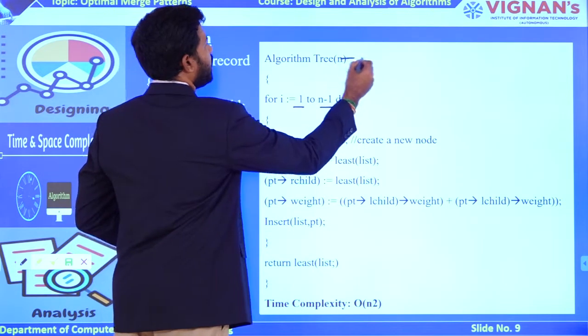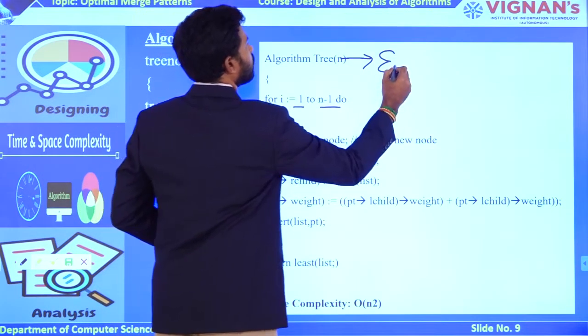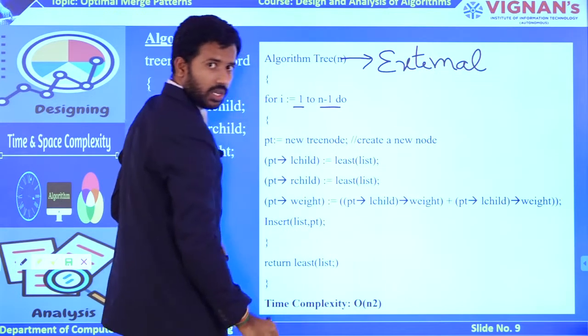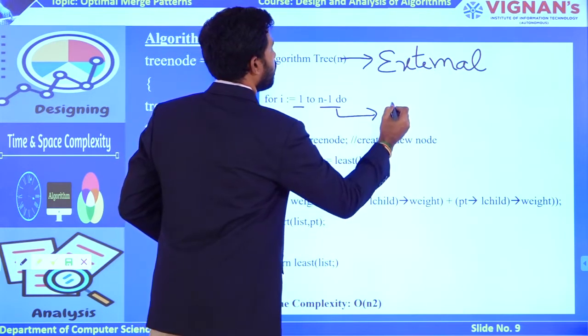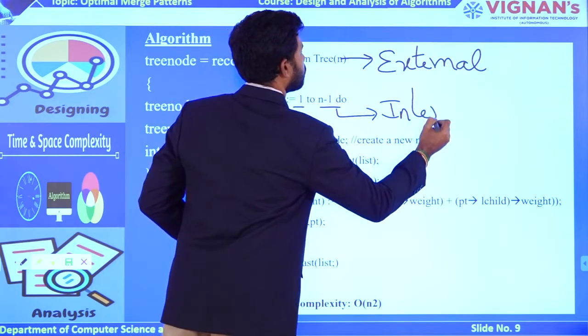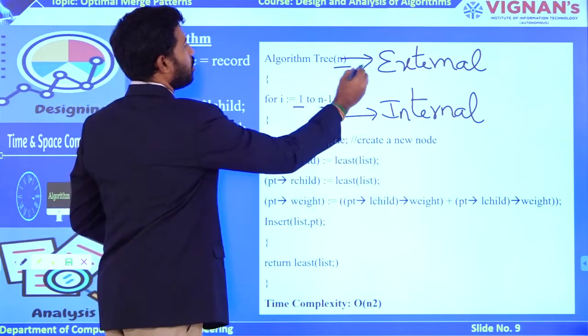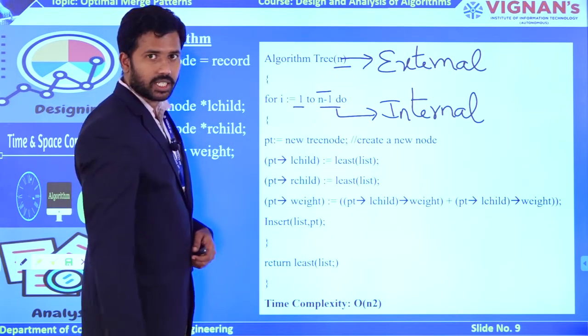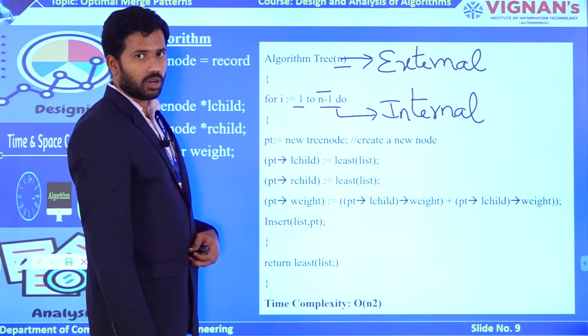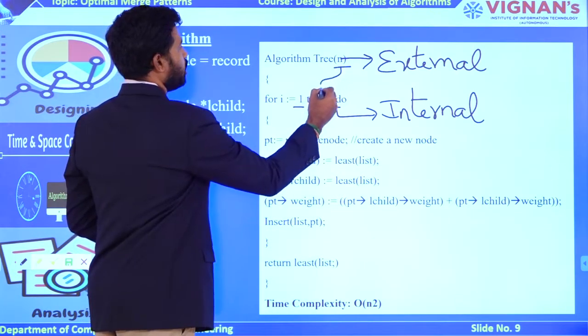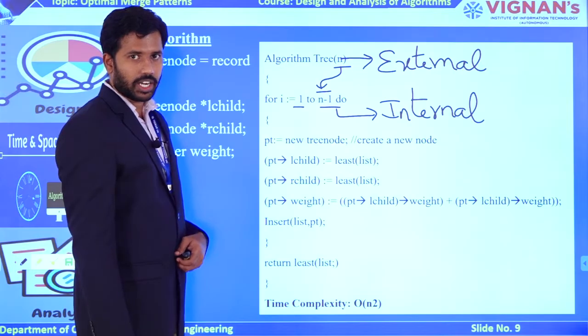So here n defines the number of external nodes, and n minus 1 defines the number of internal nodes. If you have n number of external nodes, ultimately you are going to get n minus 1 internal nodes. That's why my for loop is starting from 1 to n minus 1. This reducing from n to n minus 1 is very, very important.